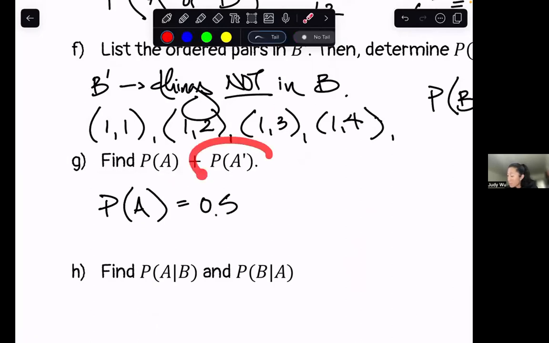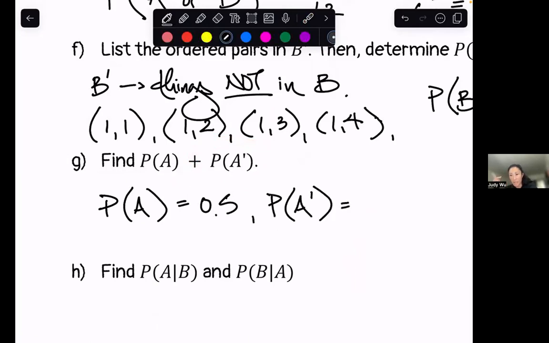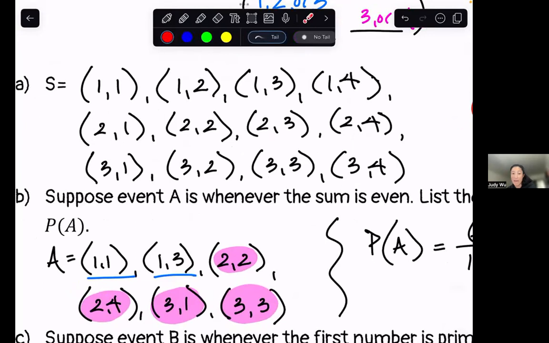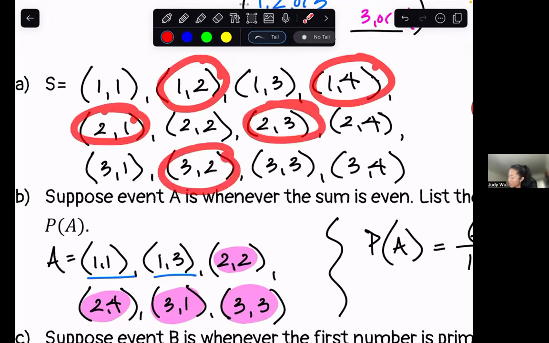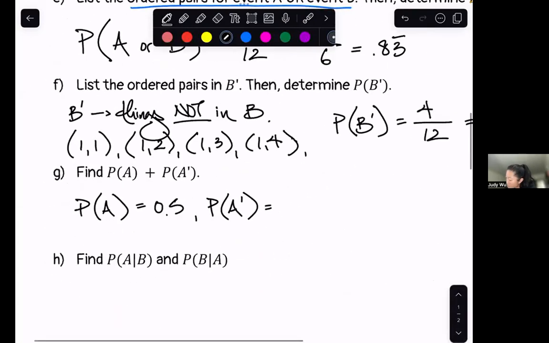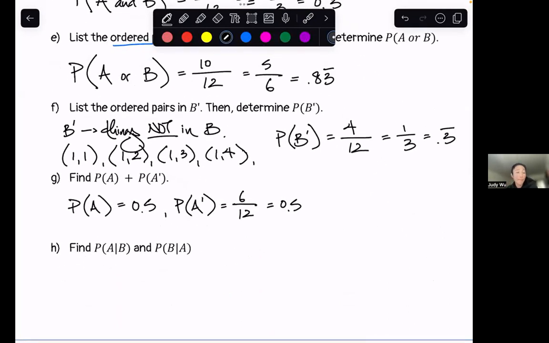Now, let's go ahead and find which ones weren't in A, okay? I'm going to go back and count how many of those there were, and I'm going to find that probability. Which ones are not in A, that's what that little prime means. All right, so let's see. Which ones do not add to make an even number? 1, 2, 3, 4, 5, and 6. I have 6 of them that don't add to make an even number, okay? And 6 is really 6 out of the 12, which means that P of A complement is also 0.5. And so this question says, find the sum or add them together. And so we're going to just get 1.